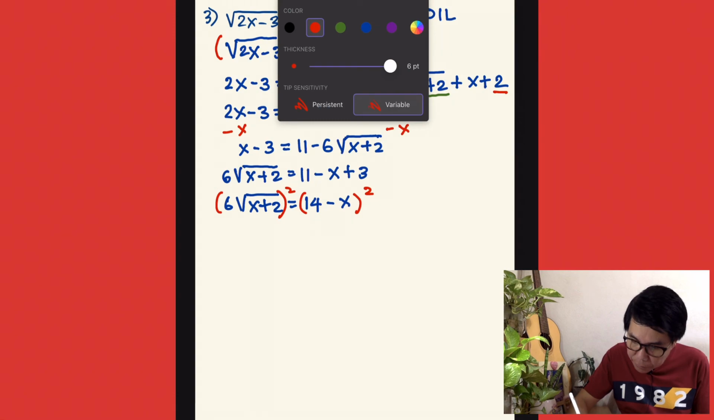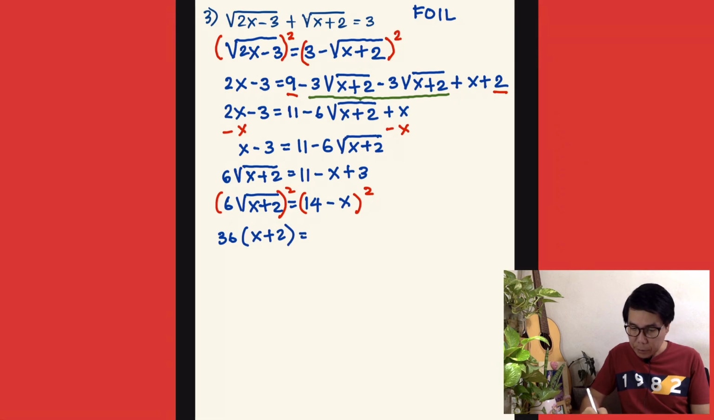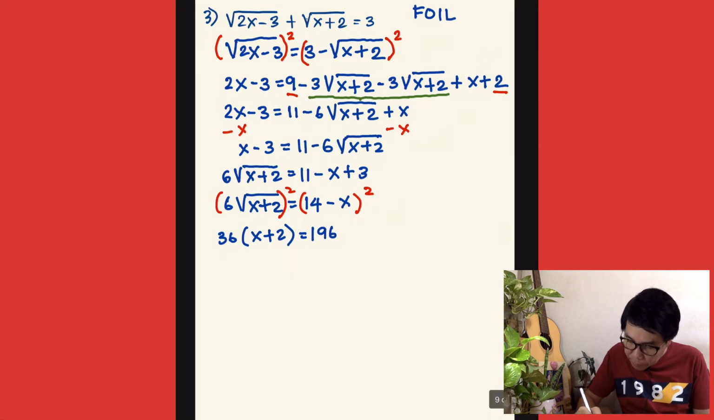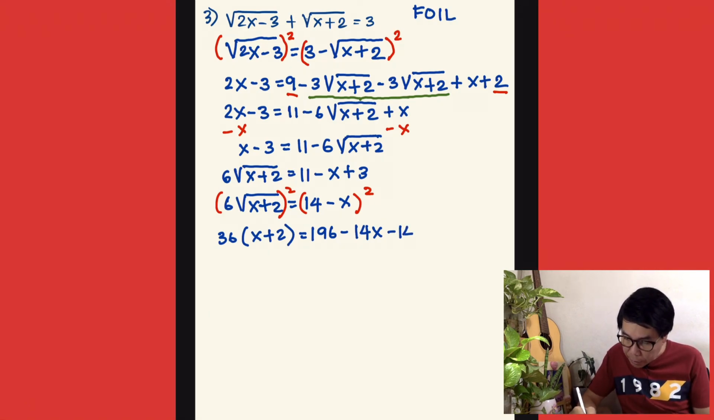So we have now 6 times 6 is 36 times x plus 2 equals, FOIL again. 14 times 14 is 196, and then 14 times negative x is negative 14x, and the negative x times 14 is negative 14x, and then negative x times negative x is positive x squared.